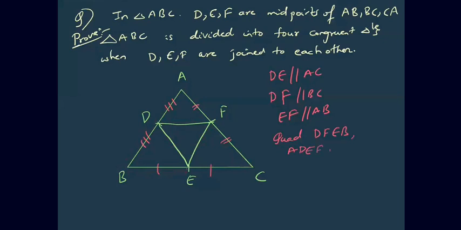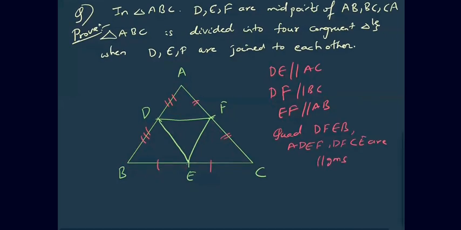ADEF and DFEC are parallelograms, right? Now, just consider one of the parallelograms. Say we are considering this one. Since DE is the diagonal, it divides it into congruent triangles. This was the property which we have learned yesterday. So triangle DBE is congruent to triangle DEF.